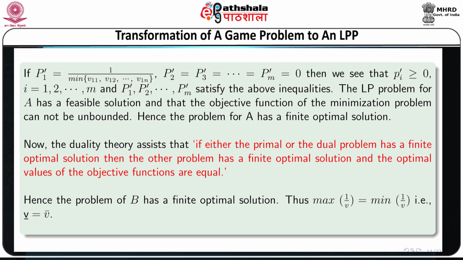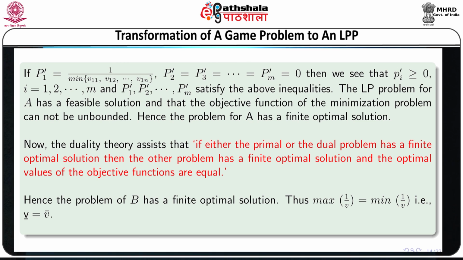Since the problem is a minimization problem and Pi dash are all greater than or equal to 0, its value is always greater than or equal to 0. So, the minimum value will be obtained when the value of the objective function is bounded below. That means the problem for A has a finite optimal solution.